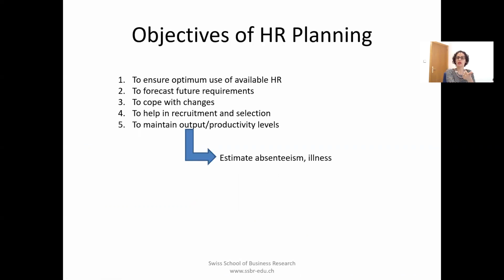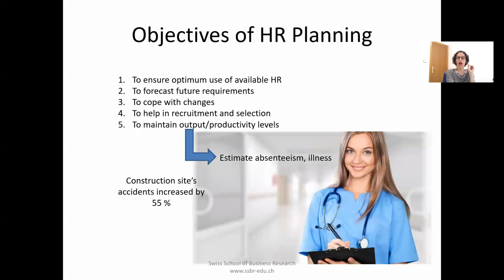How? Well, we are going to need to estimate absenteeism and illness, for example, and what kind of factors can increase or impact these ratios. Well, for example, in one of the companies that I temped at many years ago, one of the issues that was coming up is that in a specific construction site being handled by the company, the accidents had increased by 55%, and it was very high. And what was the factor that was contributing?